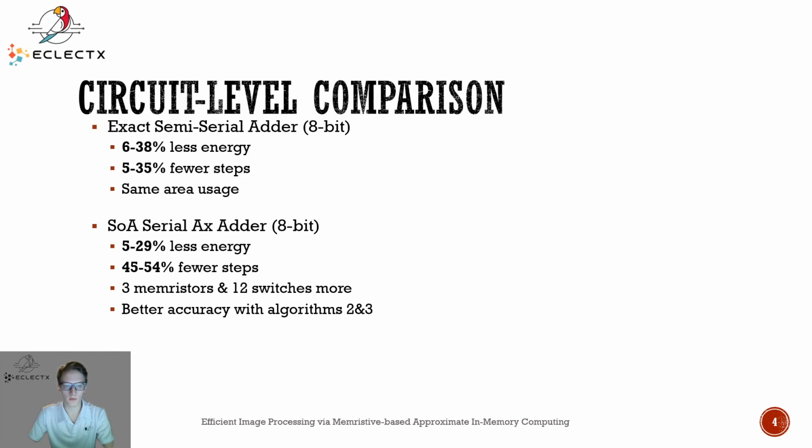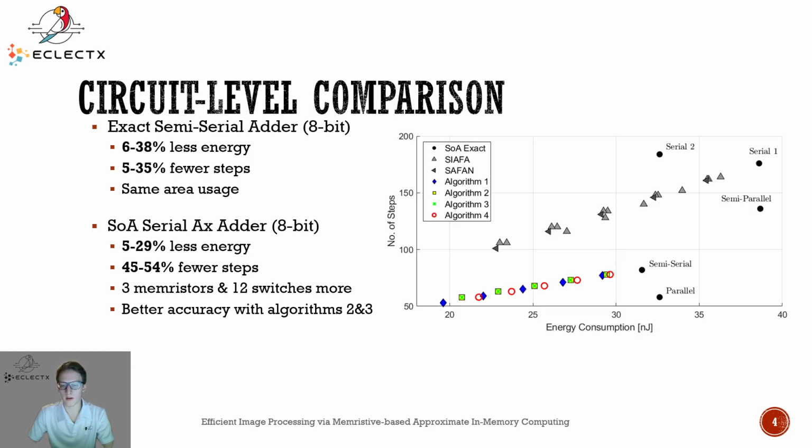The downside of using the semi-serial topology compared to the serial one is that 3 more memristors and additional CMOS switches are required. We also achieve a better accuracy with 2 of our algorithms compared to the state-of-the-art. As you can see here, the algorithms represented in the semi-serial topology achieve quite some gains in terms of latency and also in terms of energy consumption. So we're more efficient in both these regards if we're considering the same approximation degrees.